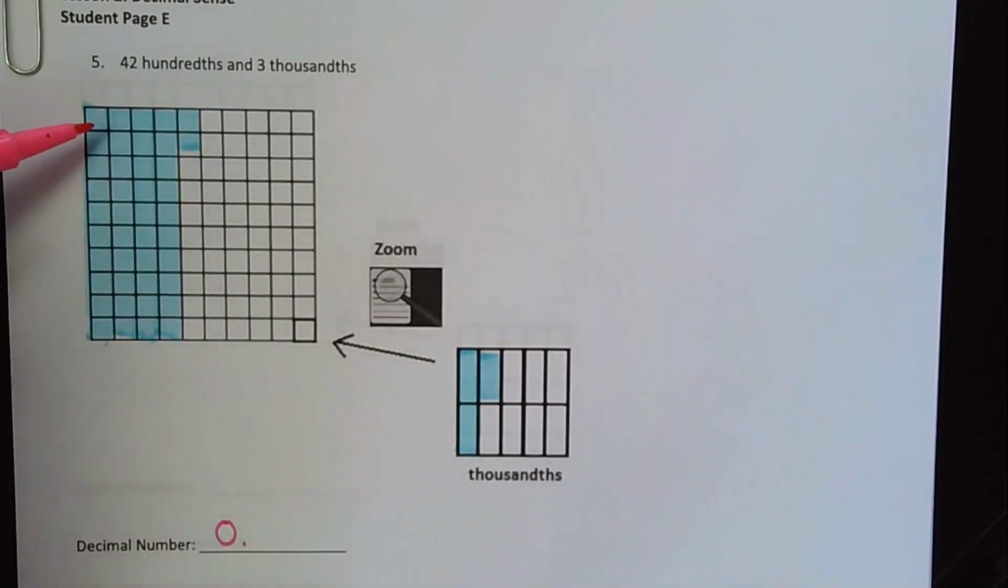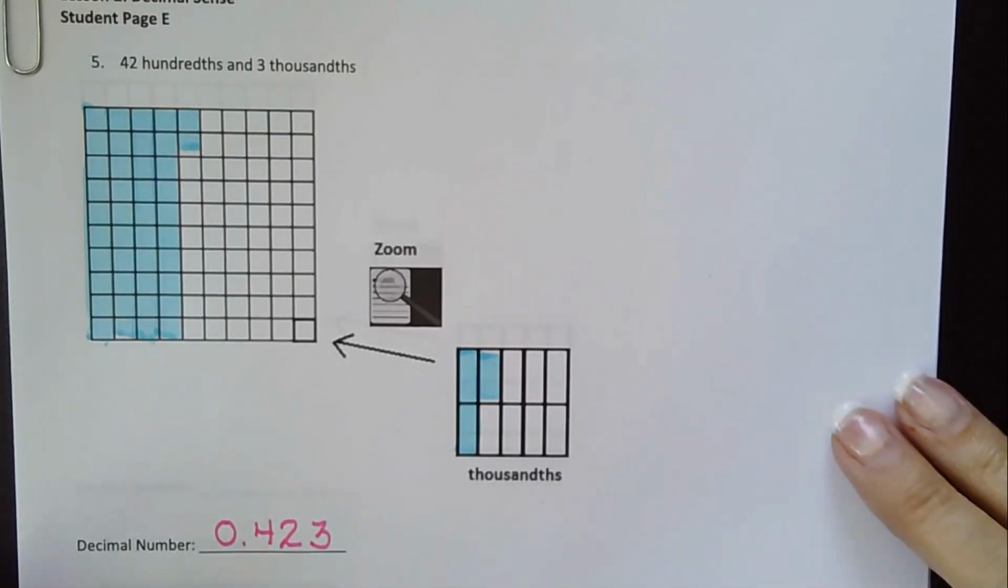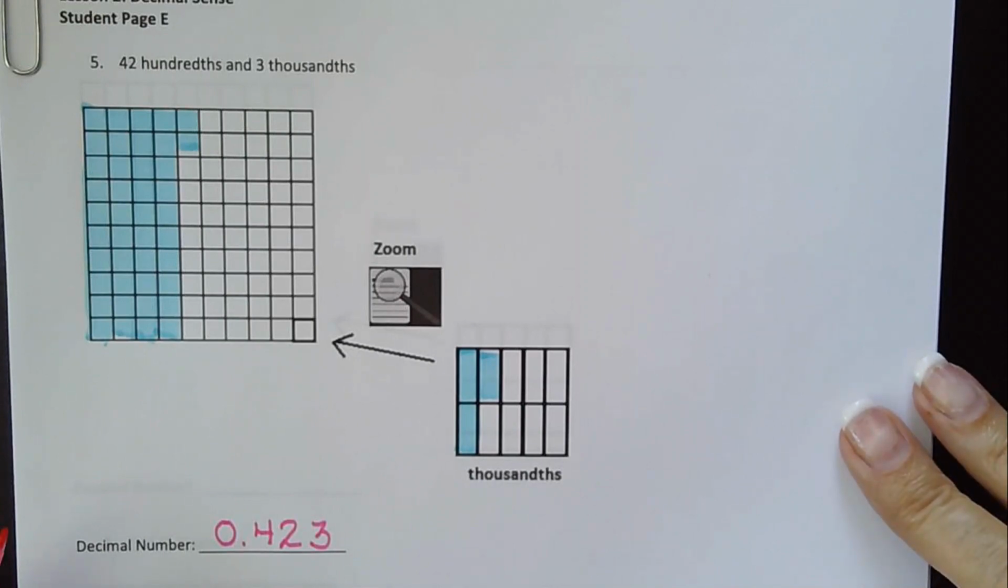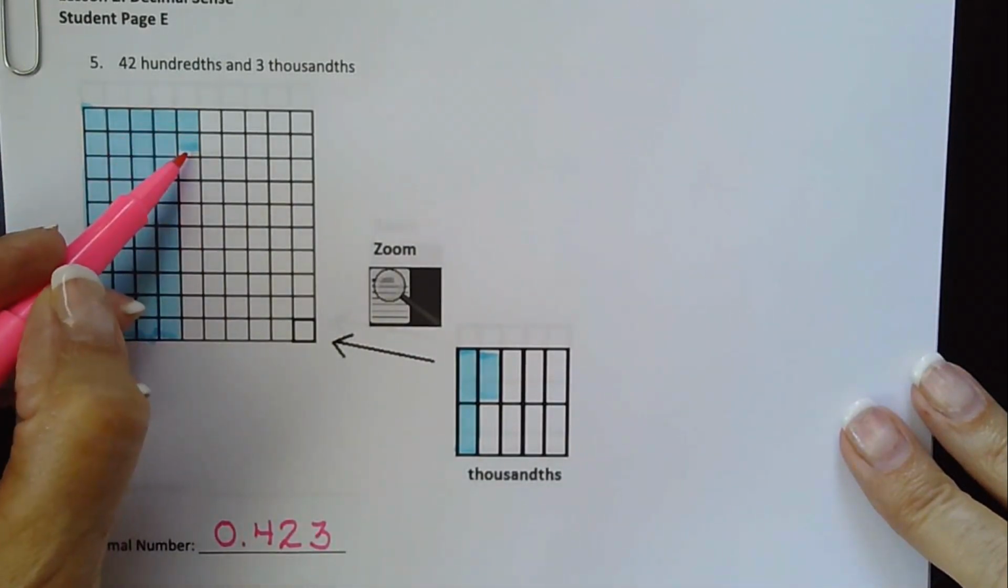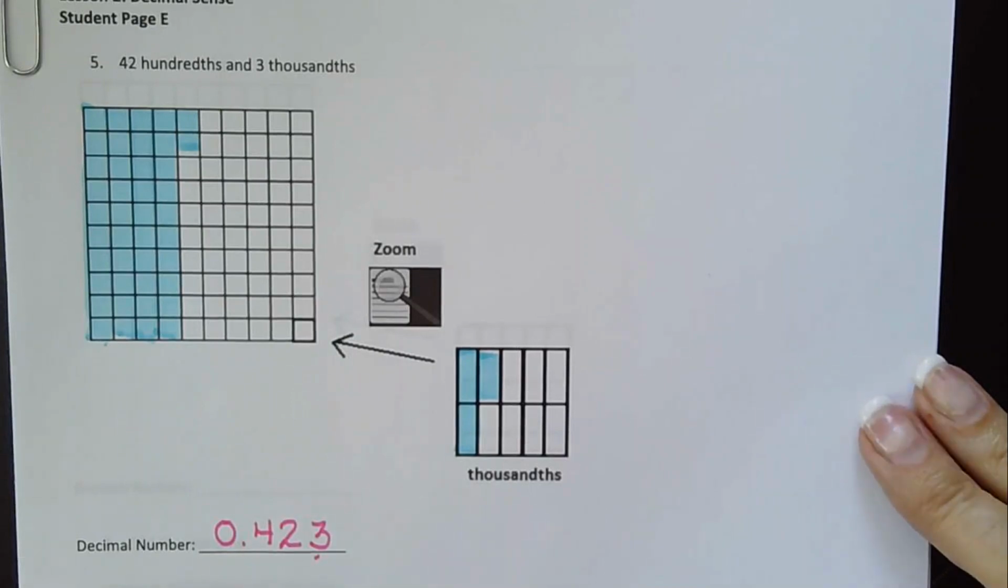For tenths place, we count the strips. The strips are tenths. So there's 4 strips. That means 4 tenths. There's 2 extra little boxes, so that means 2 is in the hundredths place. And then there's 3 rectangles in the thousandths place. So that would be 423 thousandths. So 4 strips, tenths place. 2 boxes, hundredths place. 3 rectangles, thousandths place.